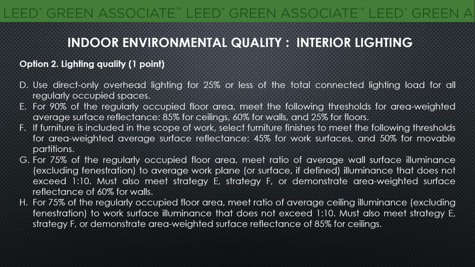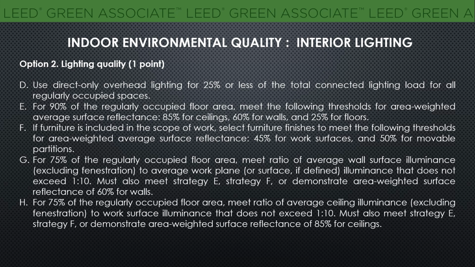Then for 90% of the regularly occupied floor area, meet the following threshold for area weighted average surface reflectance: 85% for ceiling, 60% for walls, and 25% for floors. Then, if furniture is included in the scope of work, select furniture finishes to meet the following threshold for area weighted average surface reflectance: 45% for work surfaces and 50% for movable partitions.